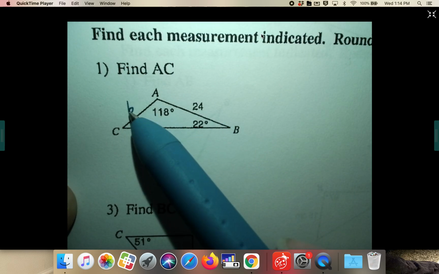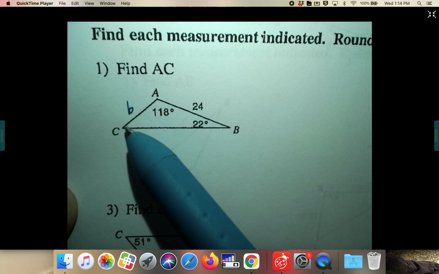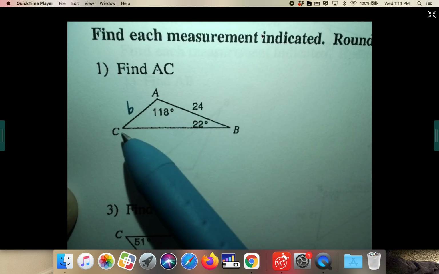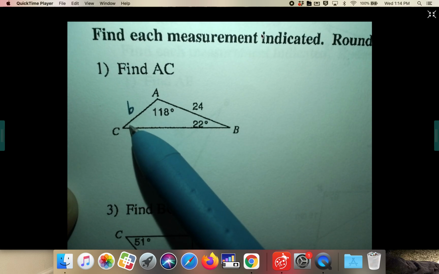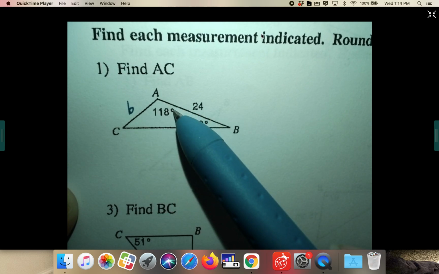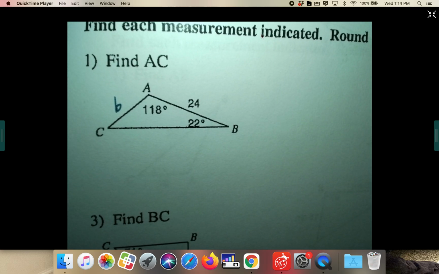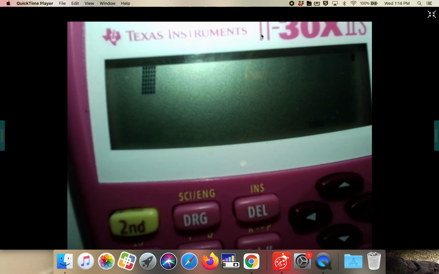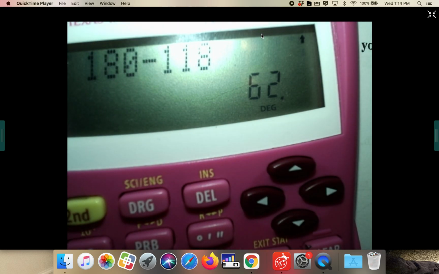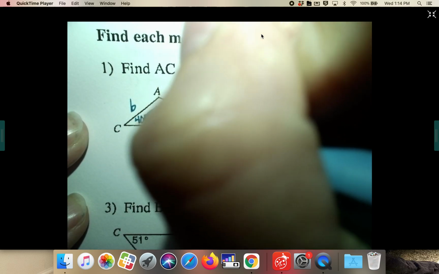So if we're looking for side lowercase b, but we know that the angle of B is 22, and we also have the side c, which is 24, we could figure out the angle C because we know that all triangles add up to 180 degrees. So I would take 180 minus 118 minus 22 to get what angle C is. So let's take our calculator and do that first. So we have 180 minus 118 minus 22. Okay, and that leaves 40. So this angle C is 40 degrees.